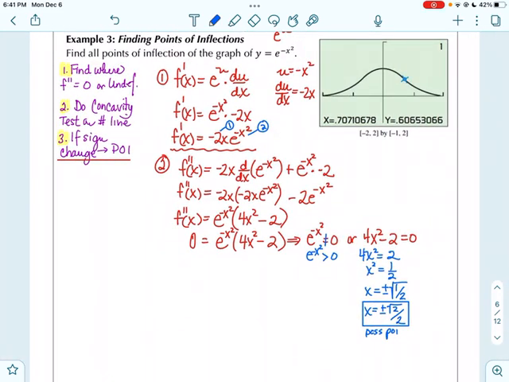Okay, and I'm going to make this just a little bit smaller.